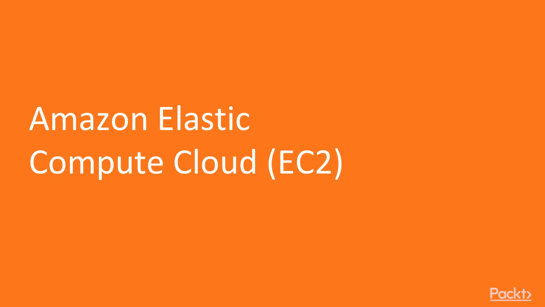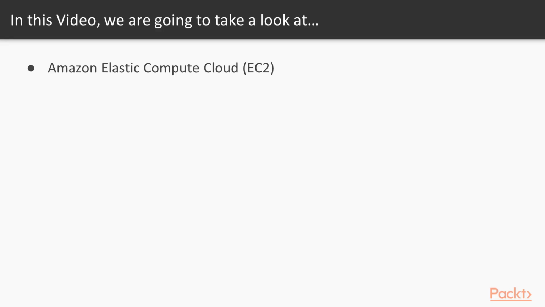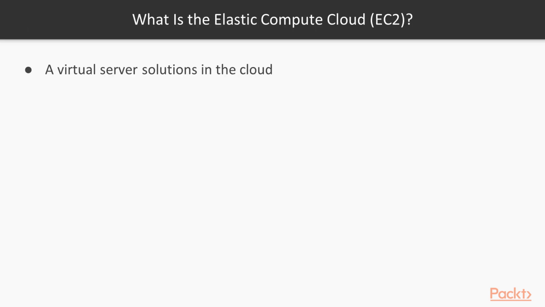So, let's get started with taking a look at the Amazon Elastic Compute Cloud EC2 service and move on to seeing exactly how we provision our EC2 instances in the cloud and how we configure them. So what is the Amazon Elastic Compute Cloud service? Well, it is a virtual service solution in the cloud.